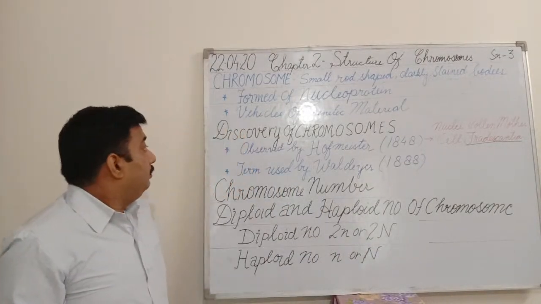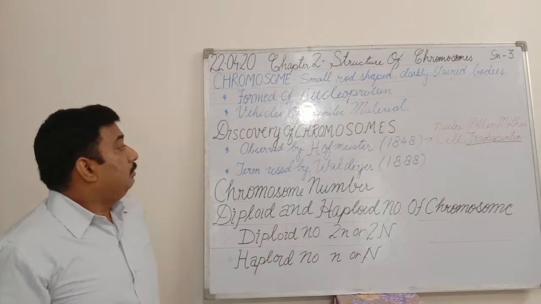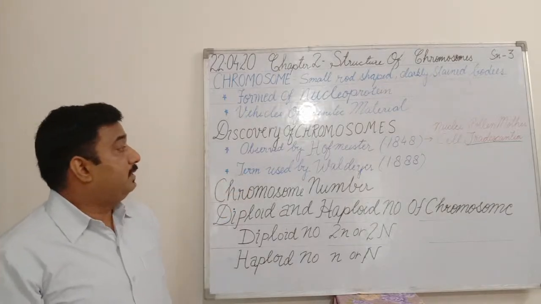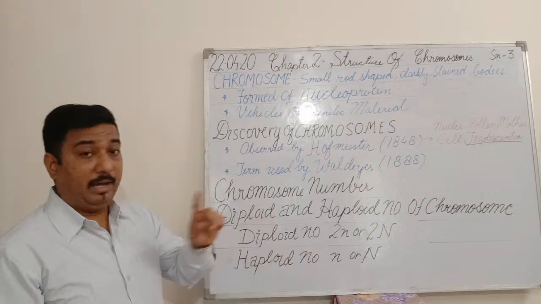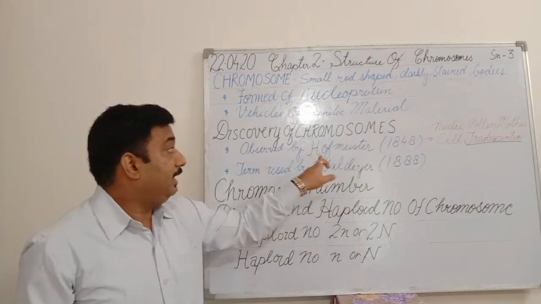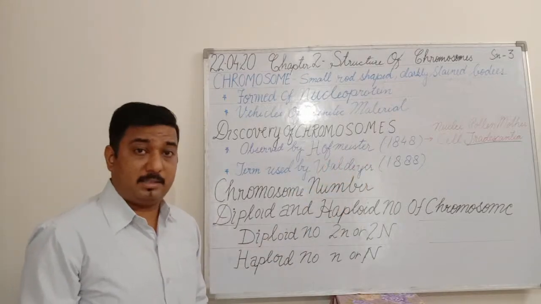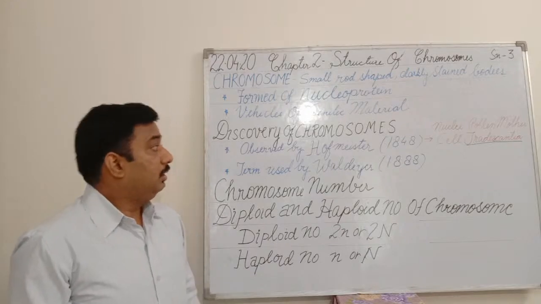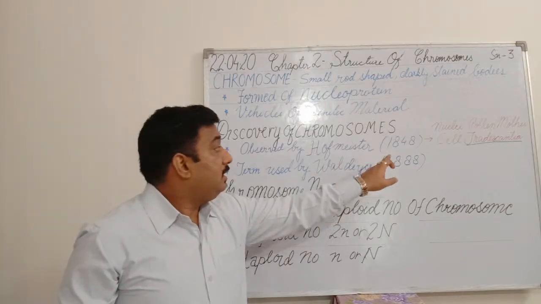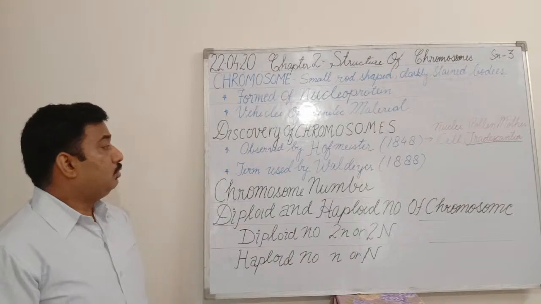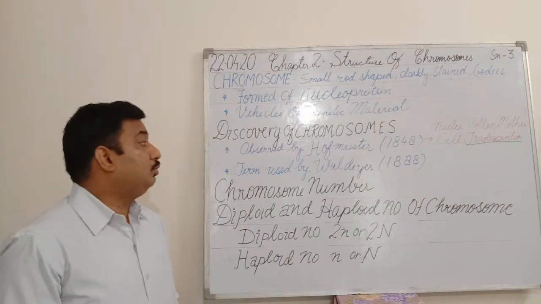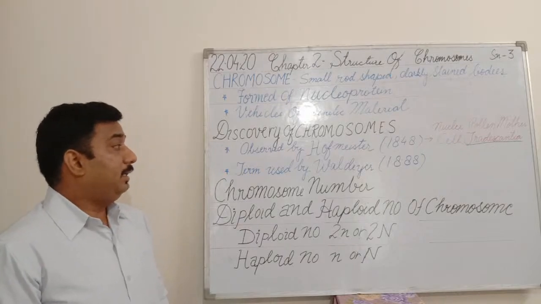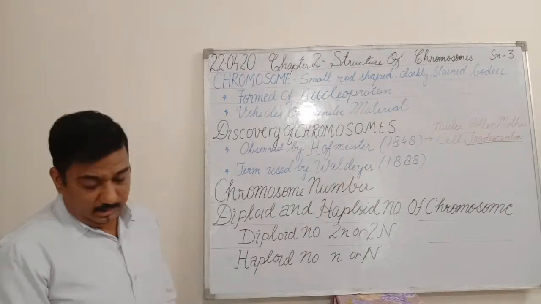So I have told you that the chromosome was first observed by Hofmeister. You have to keep these dates and the names of the scientists in mind because they are asked in board examinations. So in the year 1848 it was observed, and the term chromosome was for the first time used by Waldeyer in the year 1888.